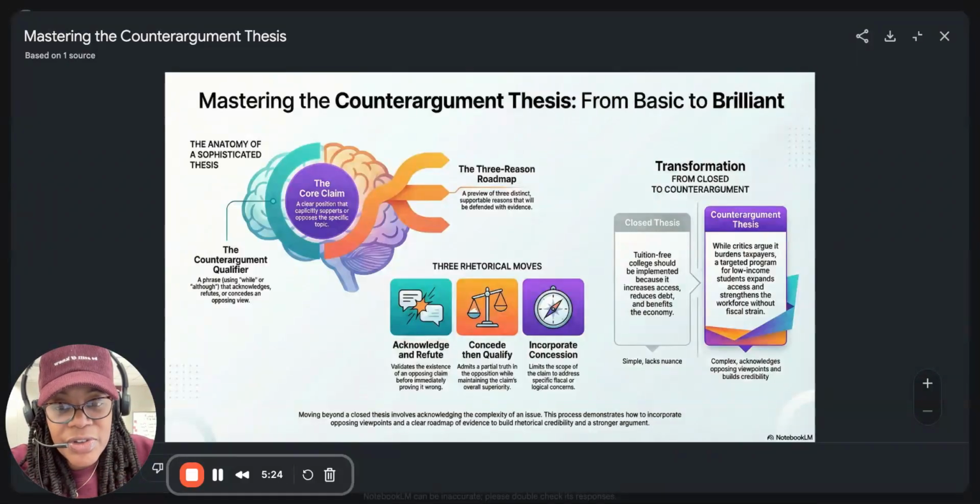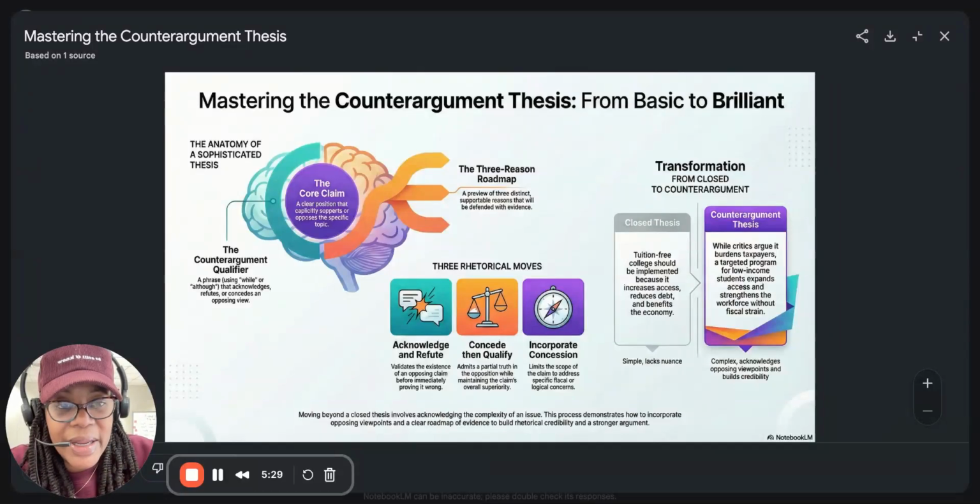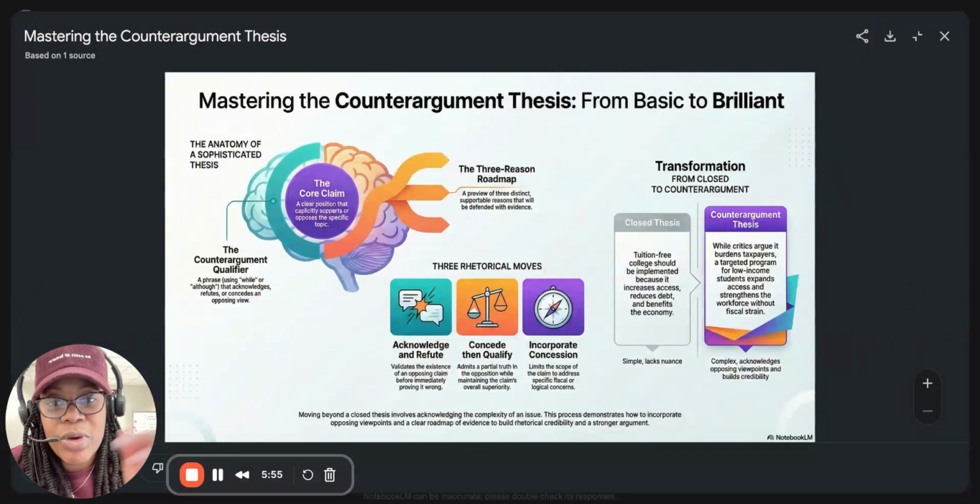Moving beyond a closed thesis involves acknowledging the complexity of an issue. It is complex in that it has lots of facets working for or against. This process demonstrates how to incorporate opposing viewpoints and a clear roadmap to evidence to build rhetorical credibility and a stronger argument. Acknowledge that there is some opposition, but of course, use that to further bring home the claim that you originally came up with that we called our core claim.